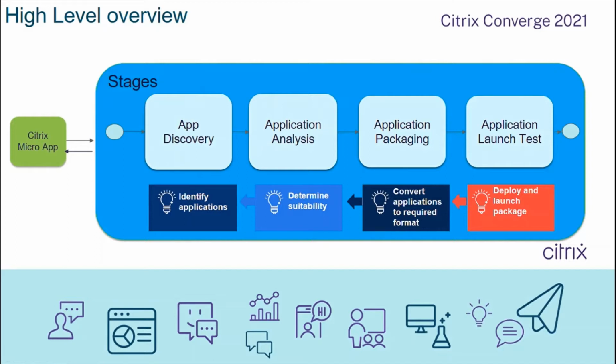Move on to application analysis. During the application analysis stage, it determines the application suitability, which means whether the given application is suitable for the target OS. The target OS may be Windows 10, Server 2016 or 2019. If the given application is suitable for the OS, then it will allow creating a package. If it is not suitable, then it will not allow it, and it stops the package creation process.